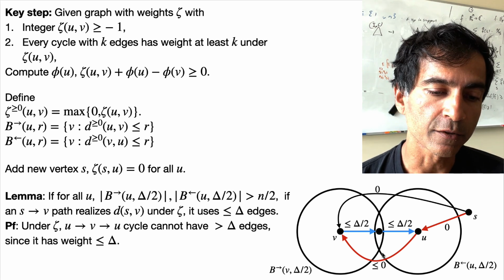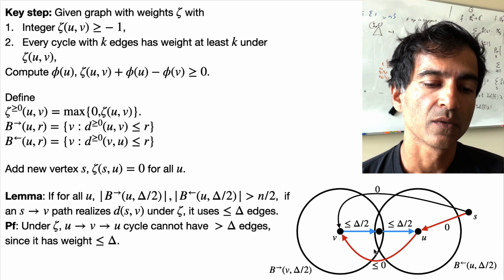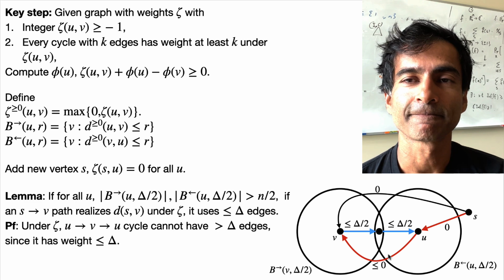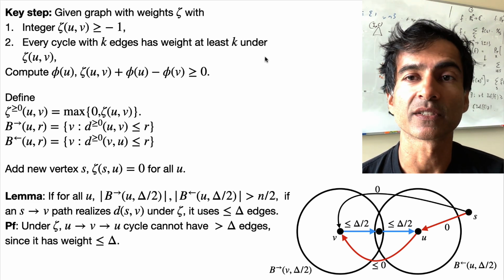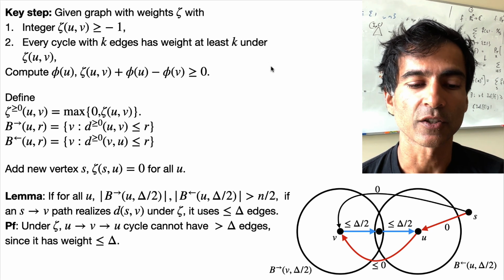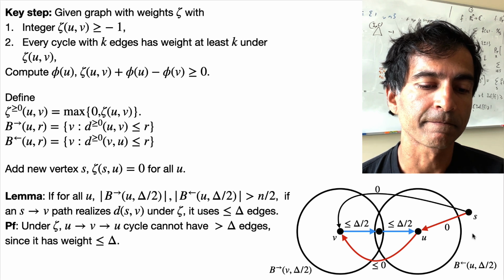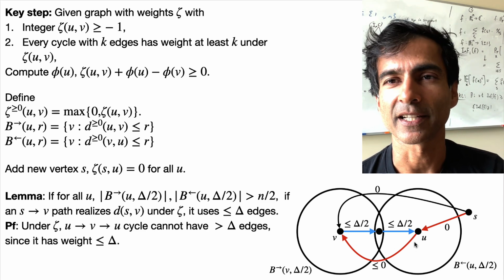And this gives us a cycle, this one, whose total length is at most delta. And by assumption, any such cycle can have at most delta edges. Okay, so this cycle can have at most delta edges. And that means that this path here can have at most delta or delta plus 1 edges. It doesn't really matter. Okay.